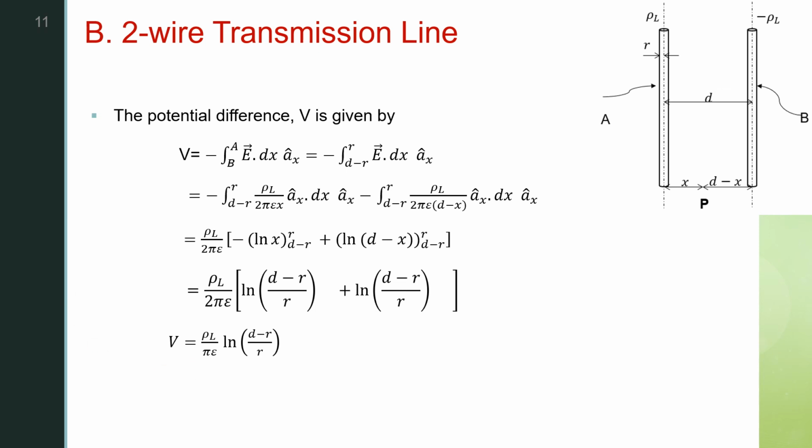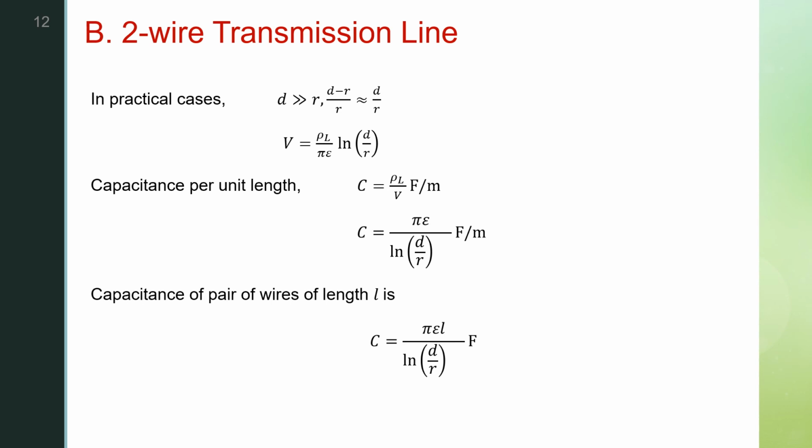In practical cases, the distance between the wires will be very much greater than the radius of the wire. So we can consider d minus r is almost the same as d. So we have (d minus r) by r approximately the same as d by r. So the potential difference V will become rho L by pi epsilon ln d by r. Initially our expression was (d minus r) by r. That will get simplified as ln d by r.